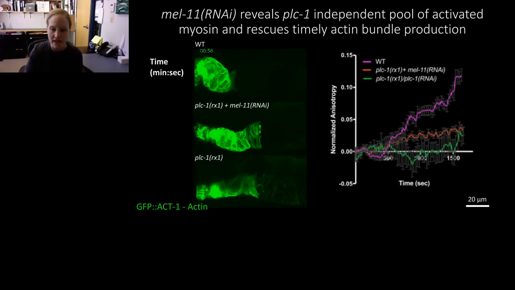And quantified here on this graph, you can see wild type at the top is the most organized, whereas without calcium signaling at the bottom, shown in green, there is really no organization occurring. And then I do get a slight rescue if I knock down the myosin phosphatase. So I've increased the amount of active myosin, and I do see rescue of my actin network organization.